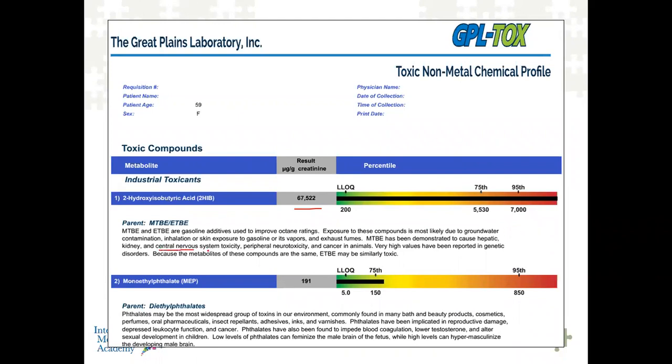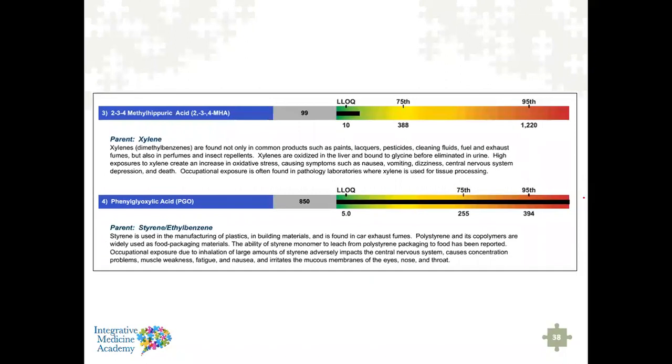It has central nervous system toxicity. Okay, it can lead to peripheral neurotoxicity as well. And by the way, on this GPL-TOX profile, things are getting most significant when you're getting above the 95th percentile. Our styrene is very high. Okay, it is also a toxin in the central nervous system. It can cause concentration problems, fatigue, nausea. This person is having memory issues. They're having fatigue issues.